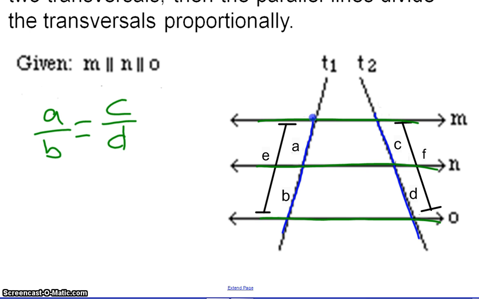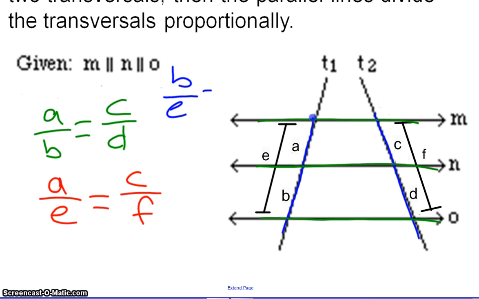And same as the other one, we could set it up as the top A over the whole E equals, on the right, the top C over the whole F. And you could even do the bottom ones, B over E and D over F. So you have multiple proportions you could set up for parallel proportion.